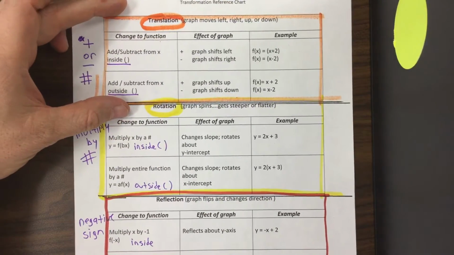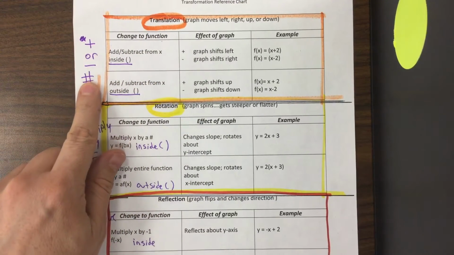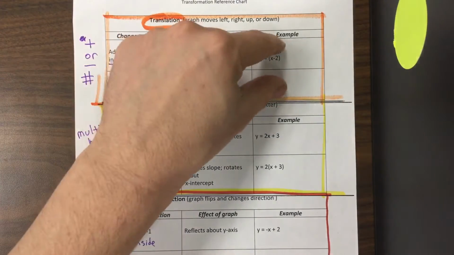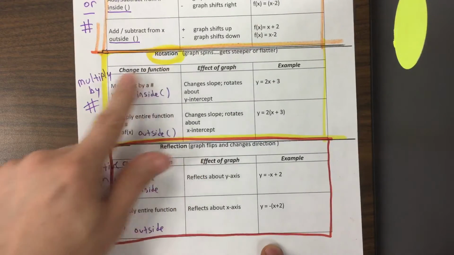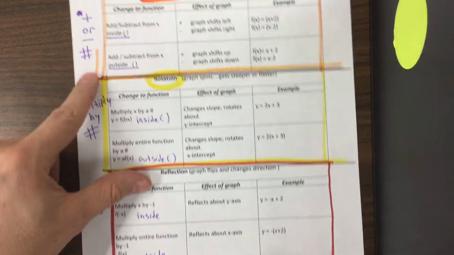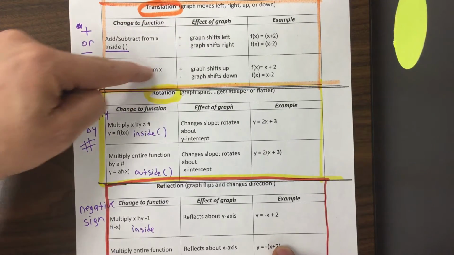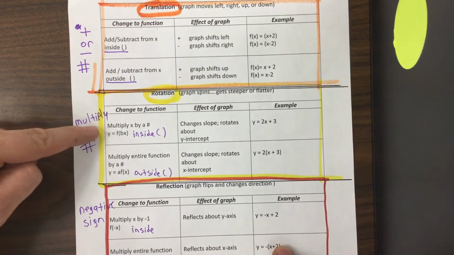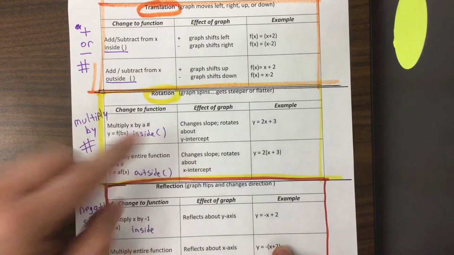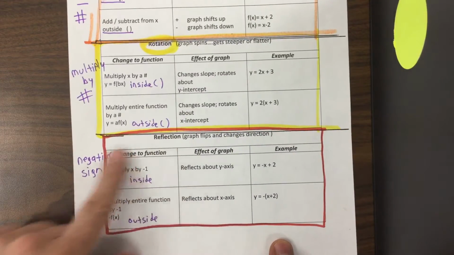This top section is about translations, and you can recognize a translation if you are adding or subtracting a number to the original function. And these are the two different types. You can recognize a rotation if you are multiplying the original function by a number, and these are the different types. If the number's inside parentheses, it's one type. If it's outside parentheses, it's another type. Same thing here. If you're multiplying by a number inside parentheses, it's one type. Outside parentheses, another type.